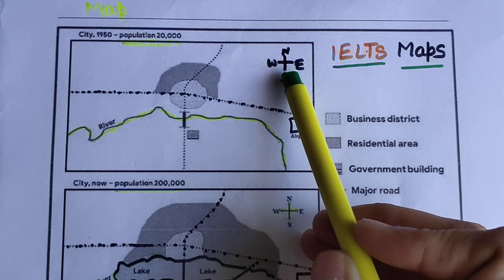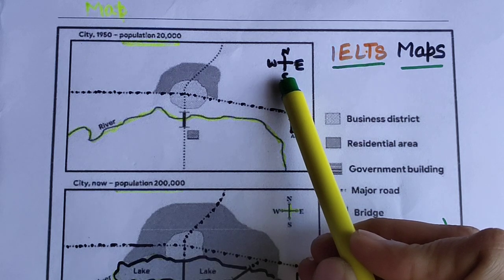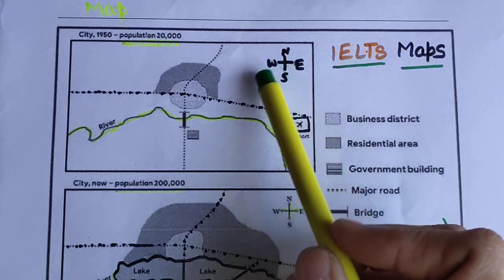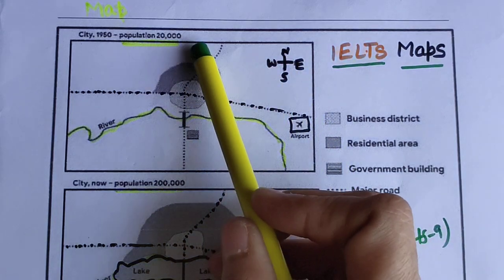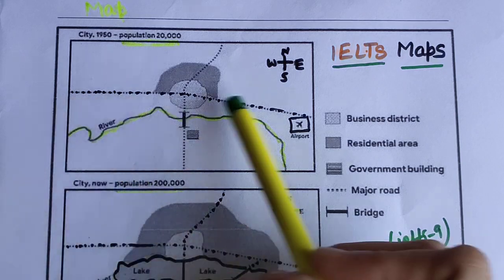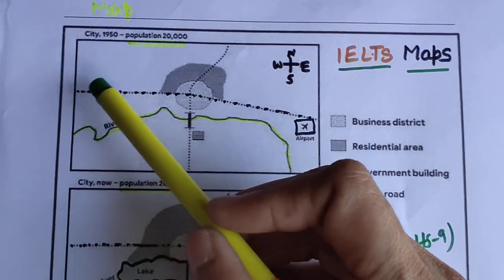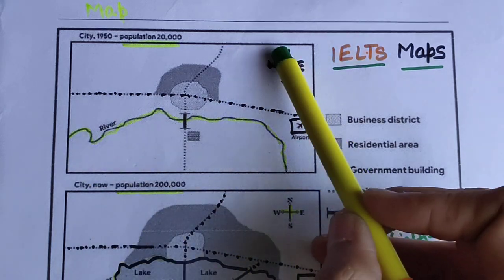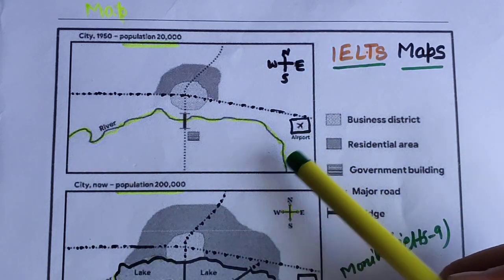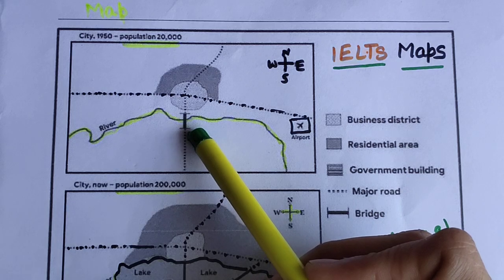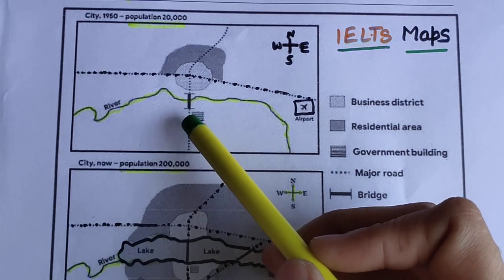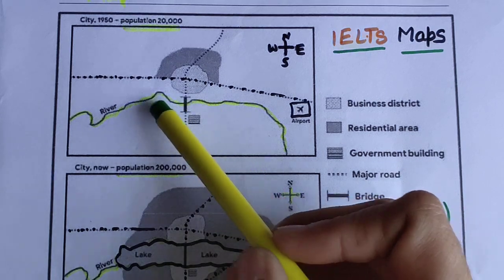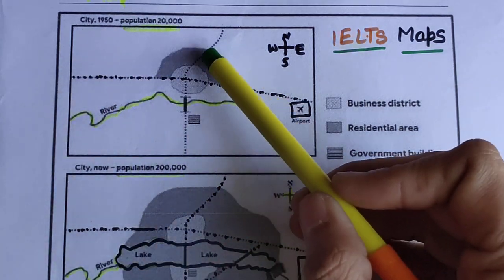One more thing: direction words are also given, north, west, south. So you know, this is the center, this is north, this is south, this is west and east, and this direction is northwest, this is southwest, this is northeast, this is southeast. So these directional words you should include in your report writing.